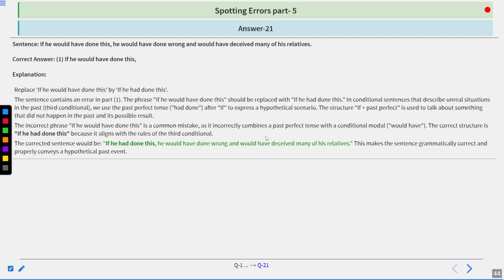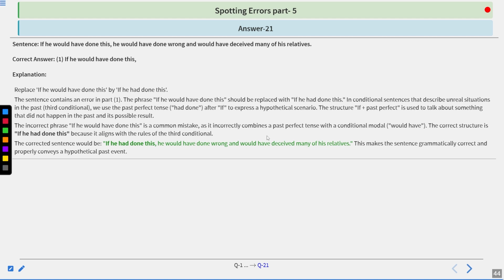The phrase if he would have done this should be replaced with if he had done this. In conditional sentences that describe unreal situations in the past, the third conditional, we use the past perfect tense, had done, after if to express a hypothetical scenario. The structure if plus past perfect is used to talk about something that did not happen in the past and its possible result.